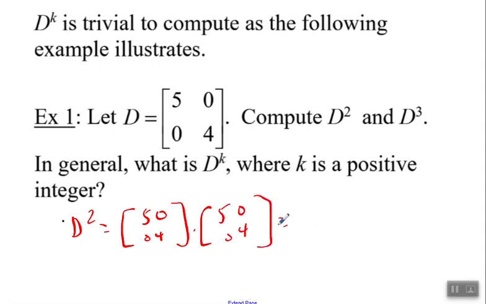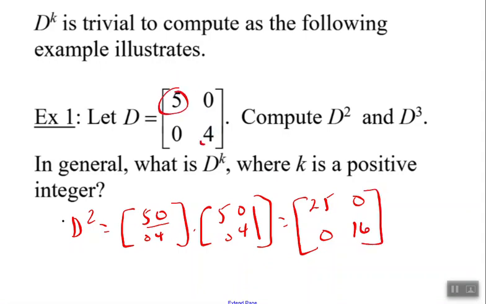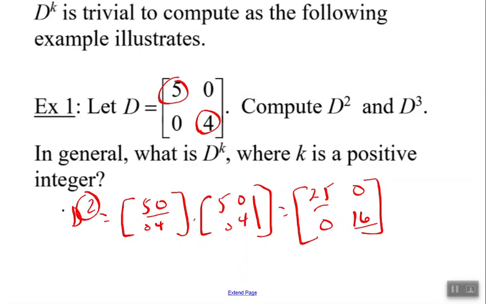Multiply the first row by the first column, you get 25. The first row by the second column just gives you 0. Same with the second row and the first column, 0 times 5 and 4 times 0 gives you 0. And then the second row by the second column gives you 16. So we start off with a 5 squared and a 4 squared. These two terms, the 5 and the 4, the numbers across the main diagonal, just get squared.